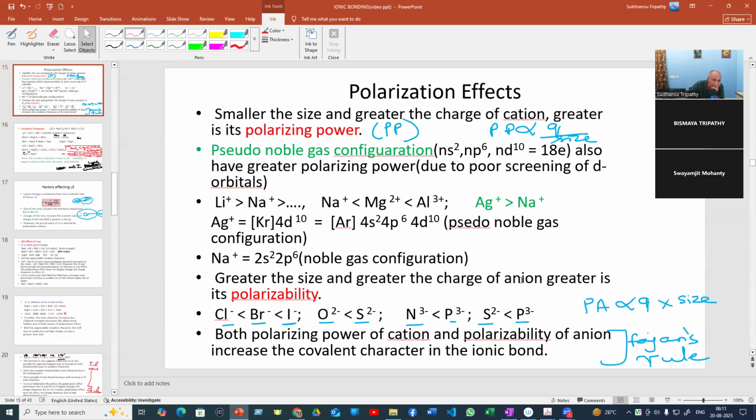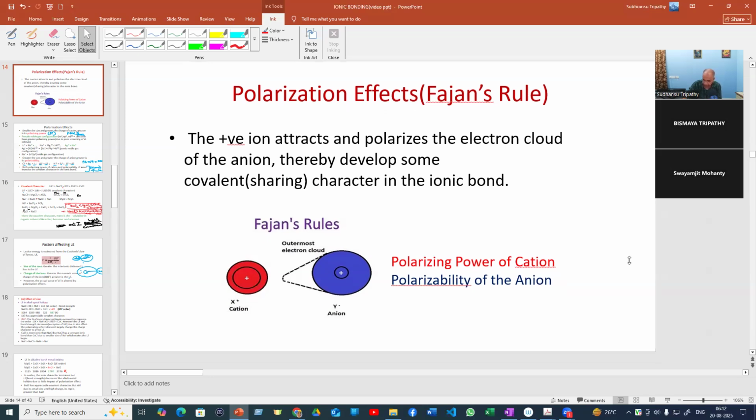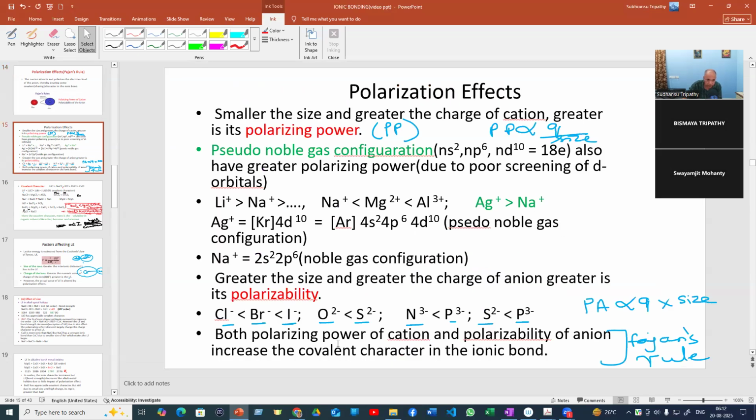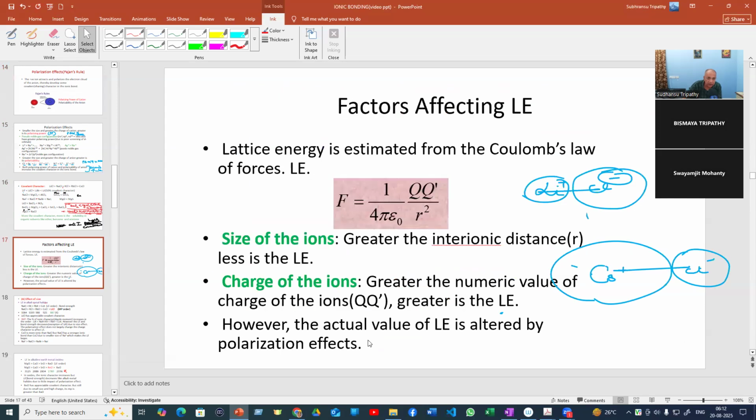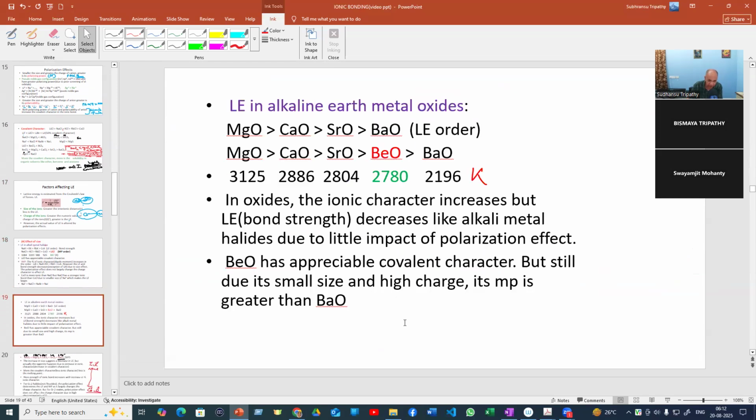So you write down everything. This is polarization effect, Fajan's rule, and I have explained how the power of the cation can attract the large electron cloud. If at all it is large and more in charge, then it can be deformed and have some covalent sharing character. This I already discussed everything. Factors affecting lattice enthalpy I have told you, and how lattice enthalpy is being complicated by polarization effect. I have given you examples, these examples.